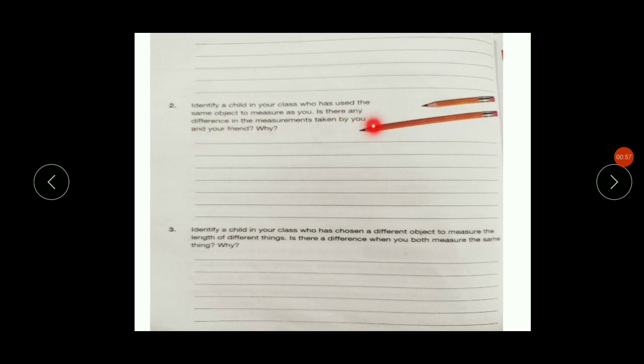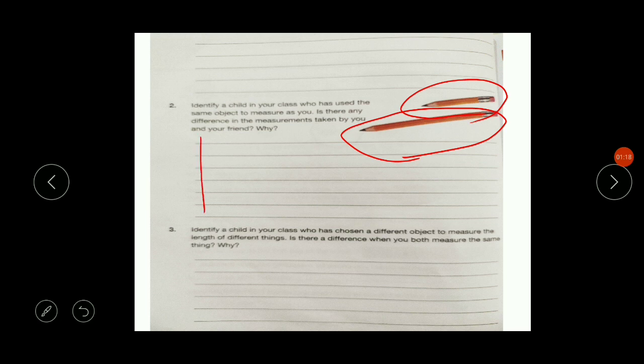Is there any difference in the measurement taken by you and your friend? Yes, there is a difference. For example, I have taken the measurement with the help of a long pencil, and my friend has taken the measurement with the help of a small pencil. Whatever measurement I have done, you have to write down here.